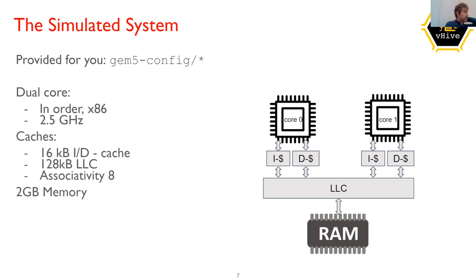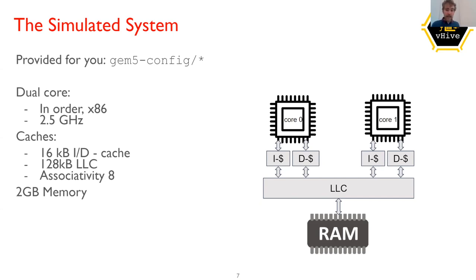As you can see, the system that we simulate is not really representative of a 100-core out-of-order machine with 60 megabytes of cache, which is what we would expect when we run things on a cloud. But for demonstration purposes, I will use this smaller setup to have a faster simulation. But we will also share a more reasonable setup very soon.